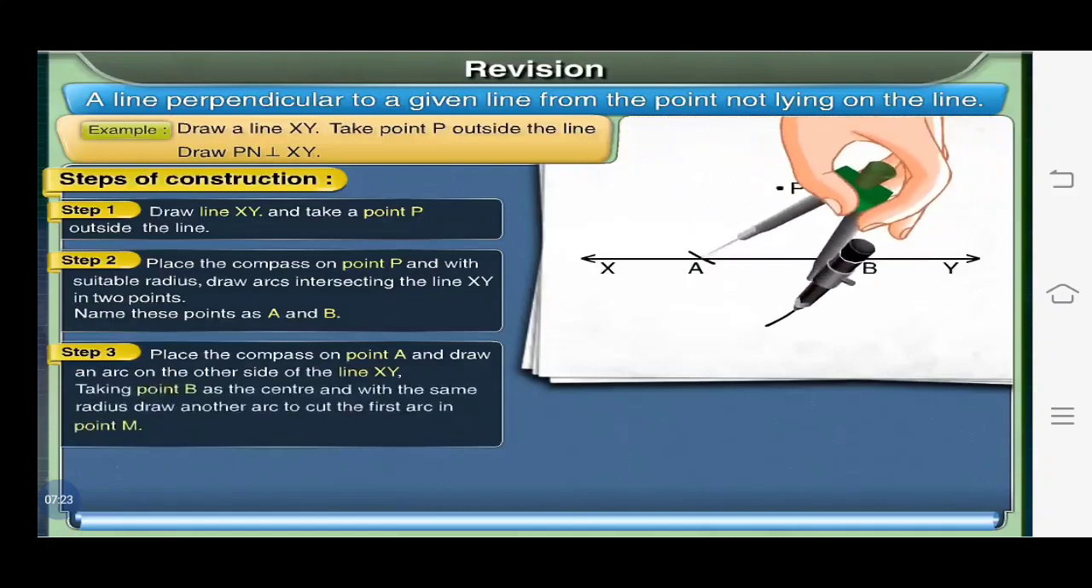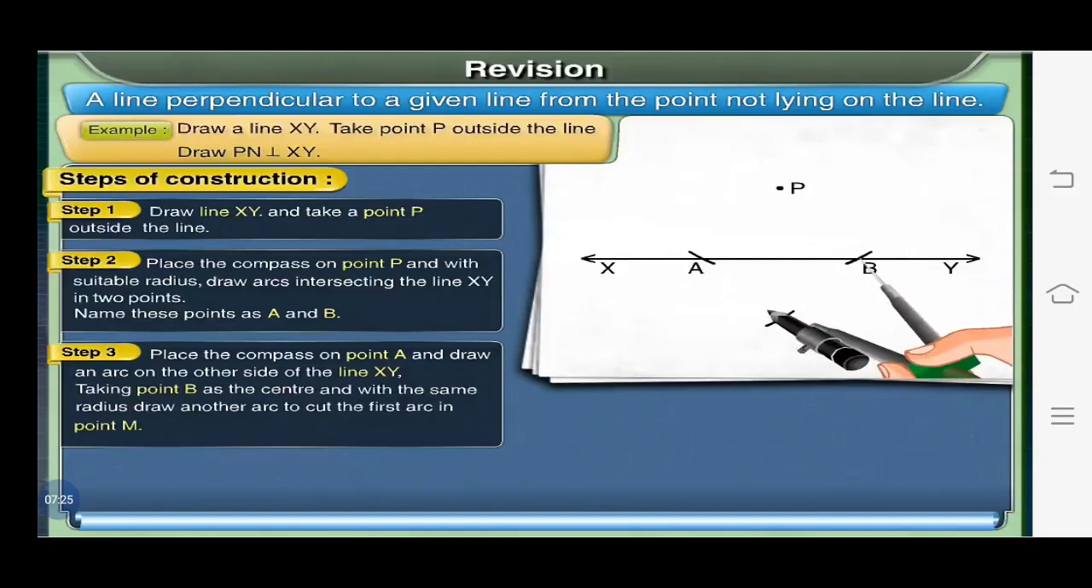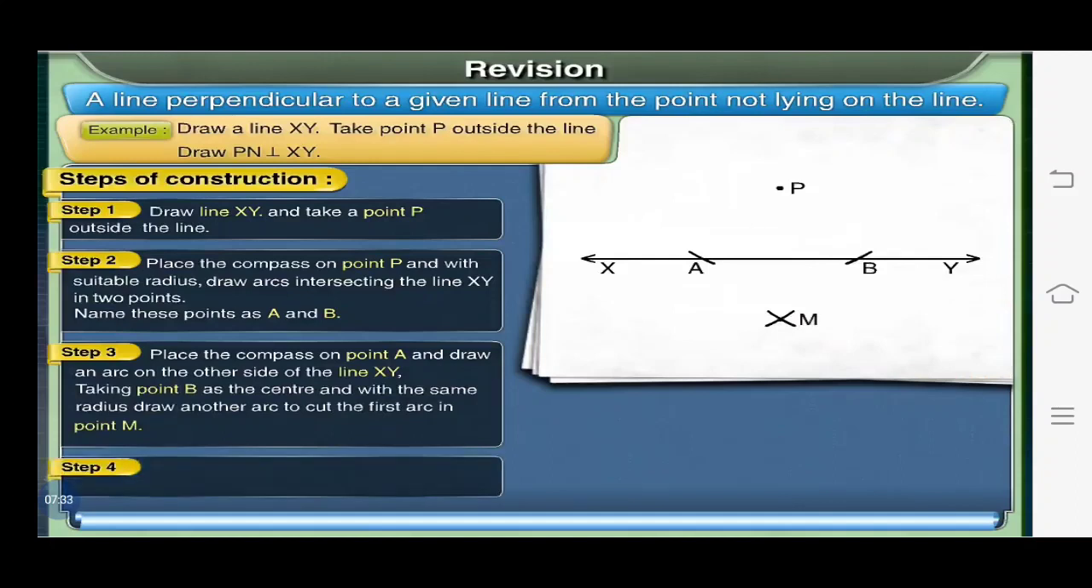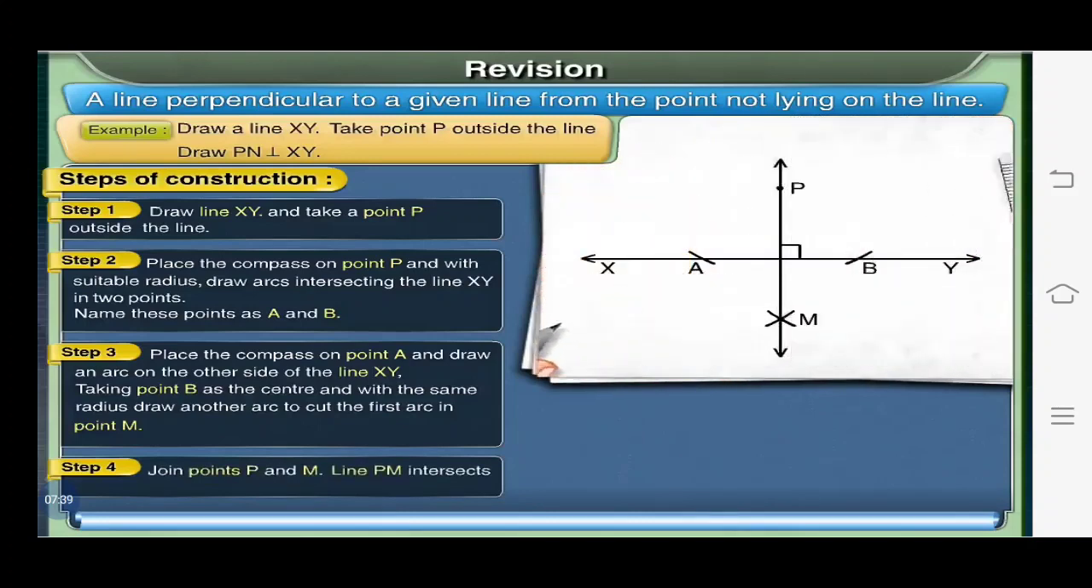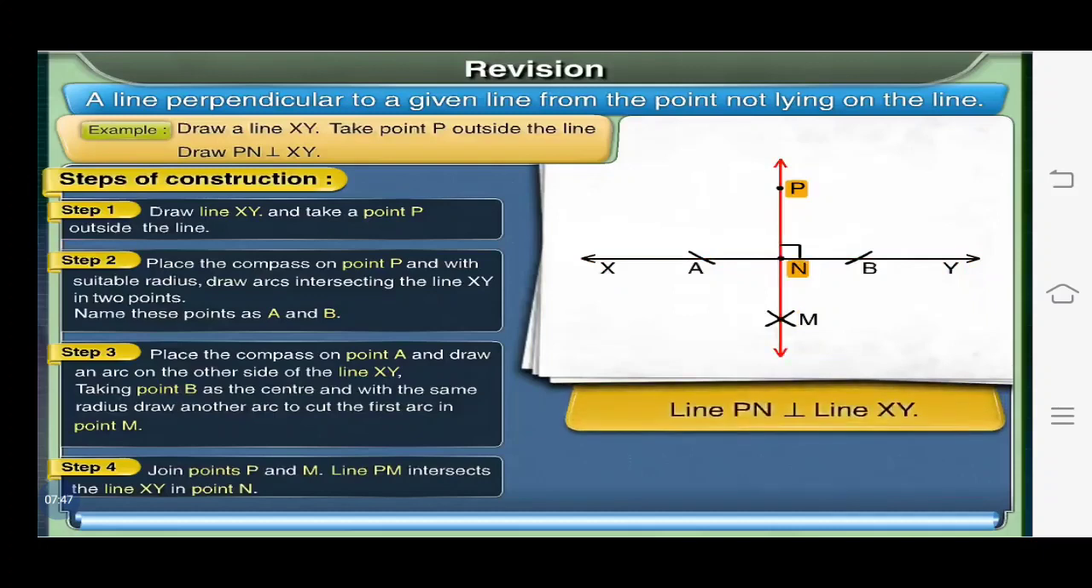Taking point B as the center and with the same radius, draw another arc to cut the first arc in point M. Step 4. Join points P and M. Line PM intersects the line XY in point N. Here, line PN is perpendicular to line XY.